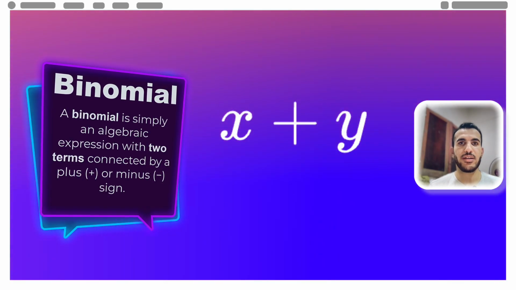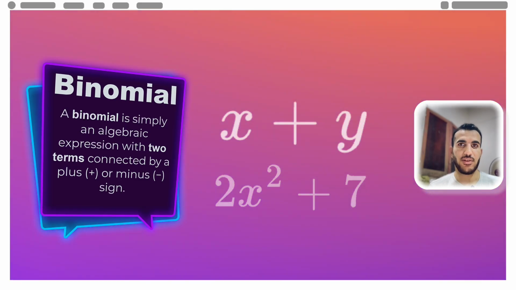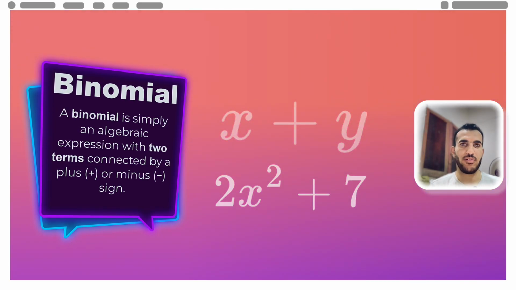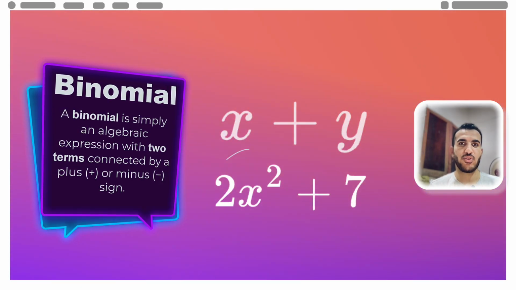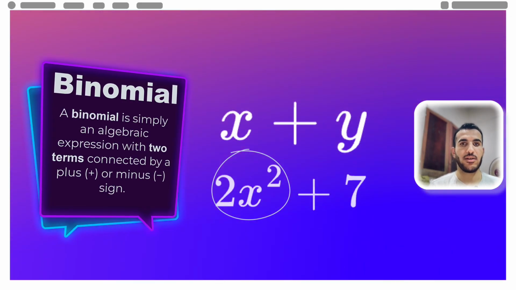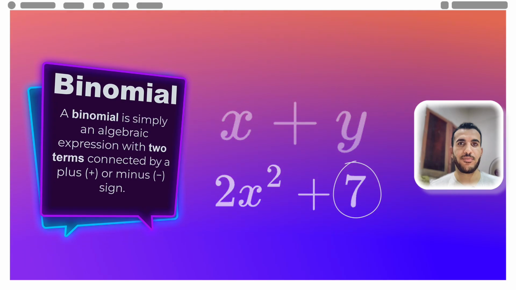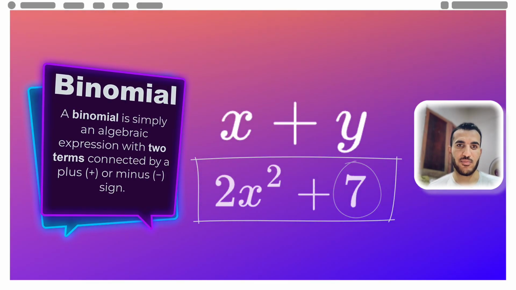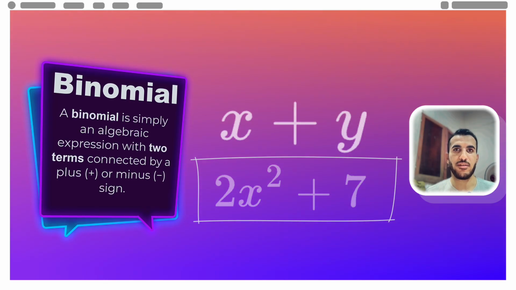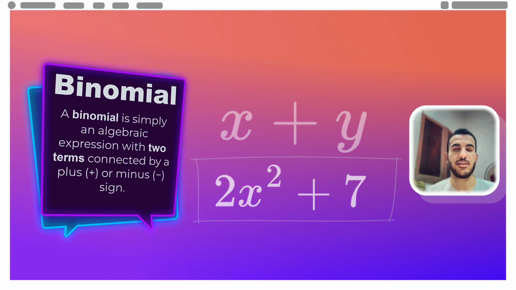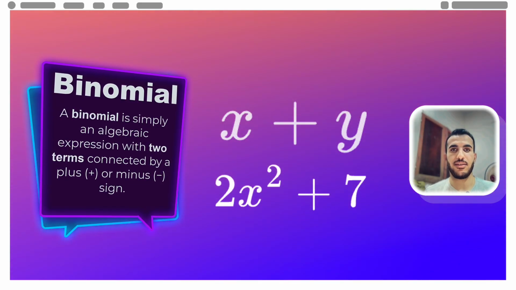Another example, 2x power 2 plus 7. This is also a binomial. 2x power 2 is a term, it's one unit in this expression, and 7 is also a term. So these two terms form a binomial expression. These pop up everywhere, from physics to probability, so understanding them is the key.